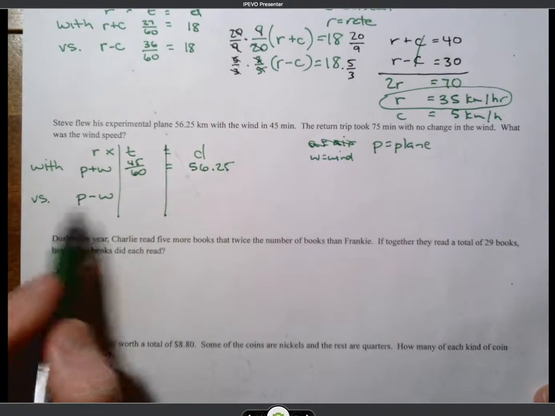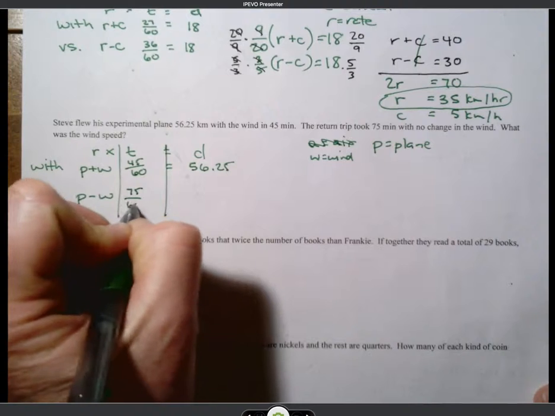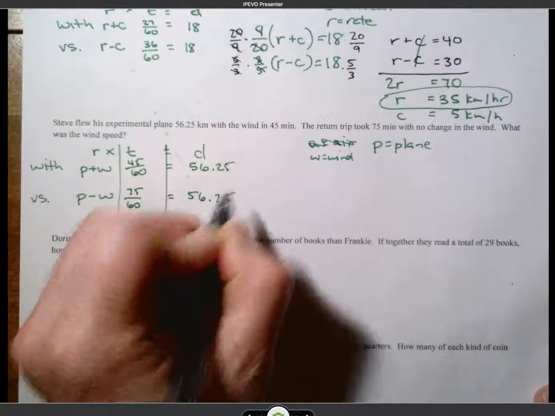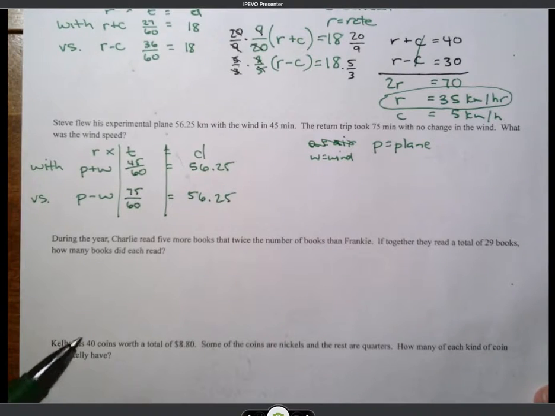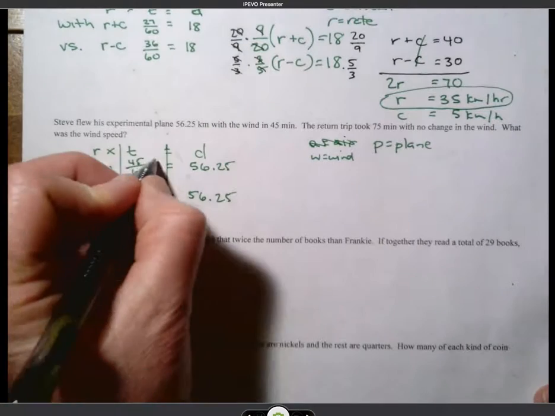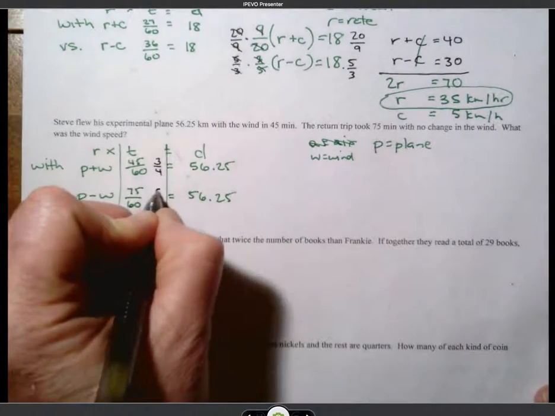The time against the wind, it took 75 minutes. Again, same distance. All right. I like to reduce these fractions. This is 3/4. Divide those by 15. This is 5/4.